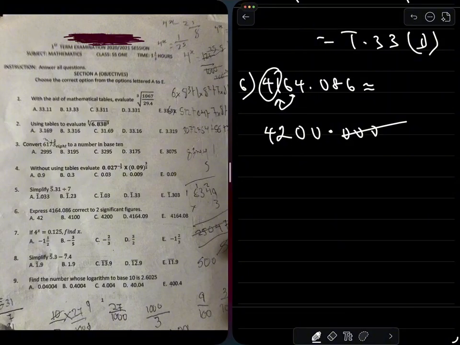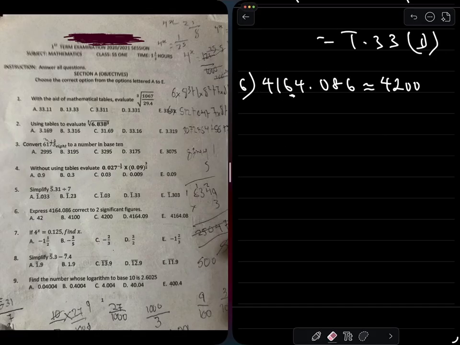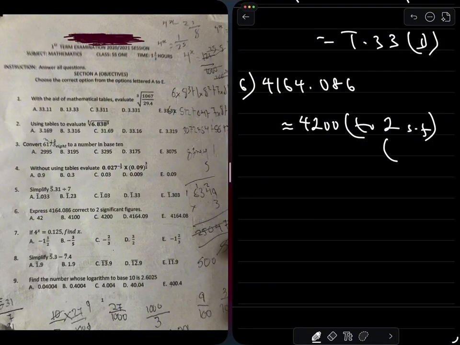So the answer is what? 4200 to 2 significant figures. Do you understand? You didn't say the correct answer to that. I don't know why you are saying the wrong thing. 41200 to 2 significant figures. Do you understand? What's the option that matches that? 420. C. Option C.